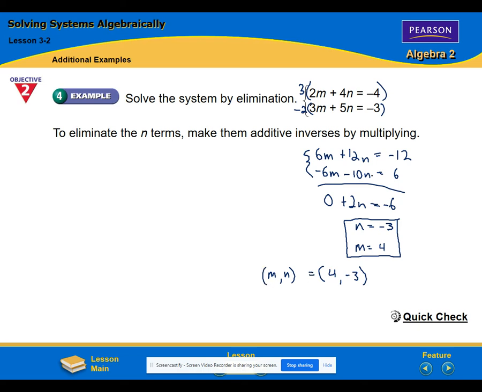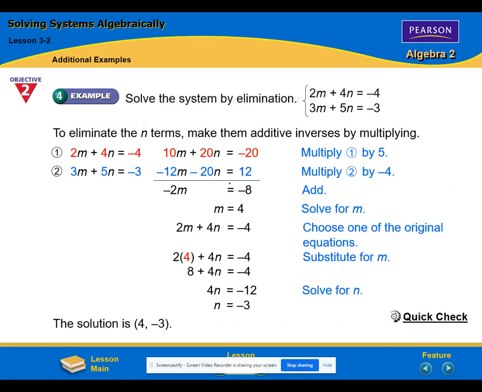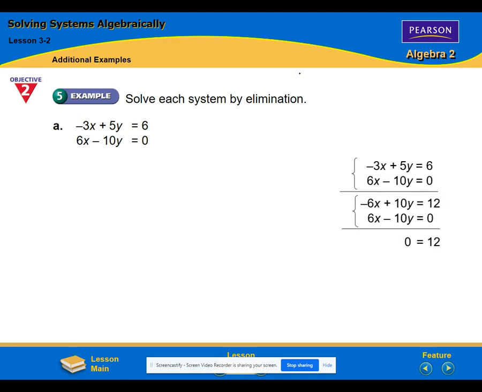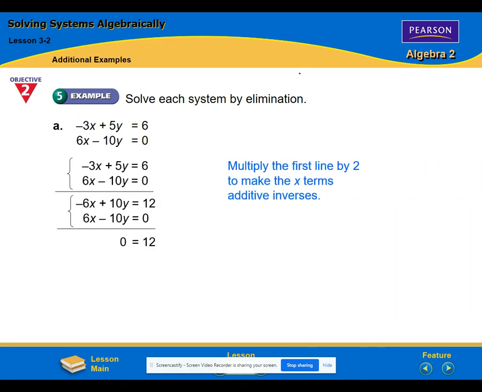Okay. Almost done. One more example, two extra situations actually. Notice what they're going to do here. They're going to use elimination by first multiplying through and then adding down. And when they add down here, notice negative 6x plus 6x is 0, 10y plus negative 10y is 0, 12 plus 0 is 12. Now, how often is 0 equal to 12?